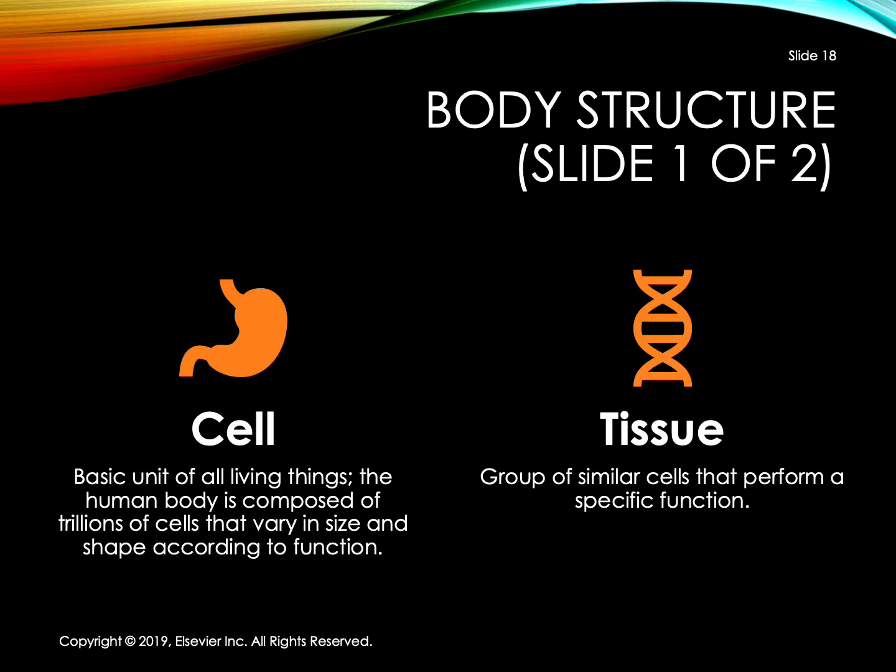So we also use terms to identify body structures. For example, we've probably all heard of the word cell. A cell is a basic unit of all living things. It's the smallest little thingamabob in our body, right? The human body is composed of trillions of these little guys that have various jobs to do, and they might look a little bit different as well.